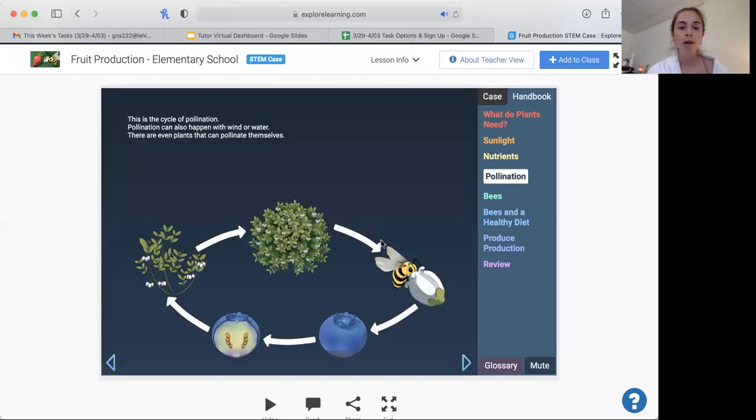This is the cycle of pollination. Pollination can also happen with wind or water. There are even plants that can pollinate themselves. But the most important pollinator is the bee.